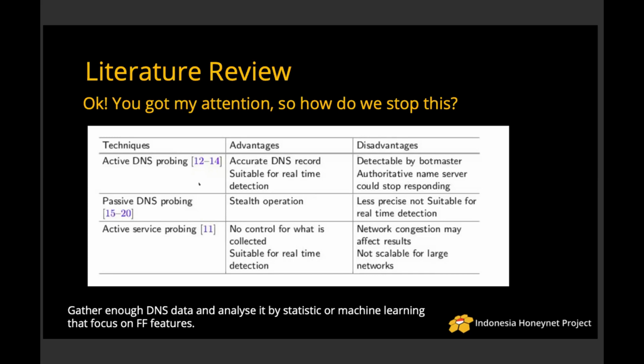In this research that we have done, we use passive DNS probing. Even though each technique has its own different approach, every piece of research has a similar concept. They gather enough DNS data using one of these techniques and then analyze it either by statistics or machine learning, and they focus on fast flux features.